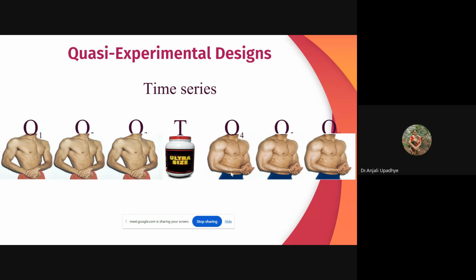Quasi experimental design. Why is this a quasi experimental design? My question is that this is the time series design, but why is this a quasi? Is there a random allocation? No, this is not at all about random allocation. But purposefully, we are selecting our samples, and for that purpose, we are applying the quasi-experimental design.